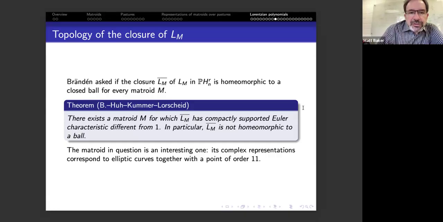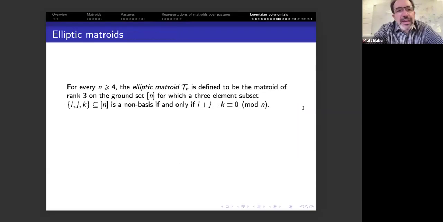Anyway, just as a side note, but I think it's very interesting, the matroid we found, and I think we only have one counterexample right now, it's a very interesting matroid. It's somehow like a combinatorial analog of a moduli space of elliptic curves. So these things have recently been studied by Borisov and Rouleau. For each n, there's a matroid T_n, which is ridiculously simple to define. A three-element subset is a non-basis if and only if the sum of the elements is 0 mod n.